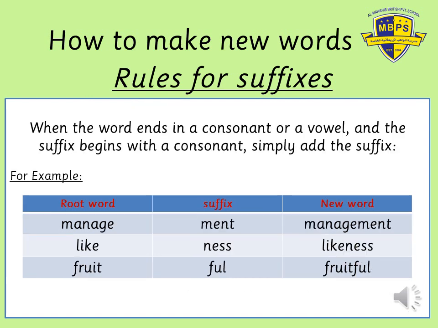Rule number 4. When the word ends in a consonant or a vowel and the suffix begins with a consonant, simply add the suffix. Manage, you can see the suffix is starting with the consonant M, so it would be management, no need to change. Like, the suffix is ness. It's starting with a consonant N, so it would be likeness, no need to change. Fruit, the suffix is ful. It's starting with the consonant F, so no need to change, it would be fruitful.